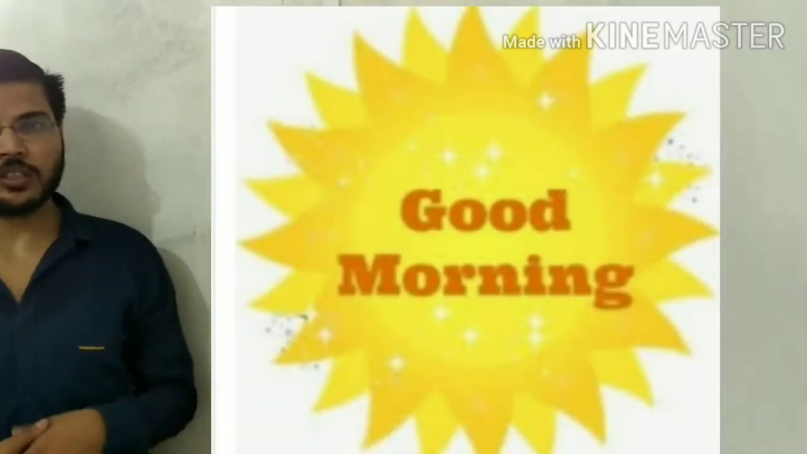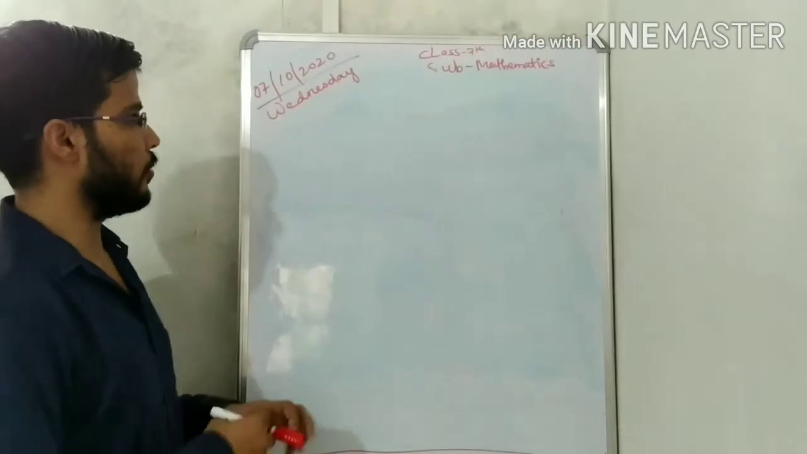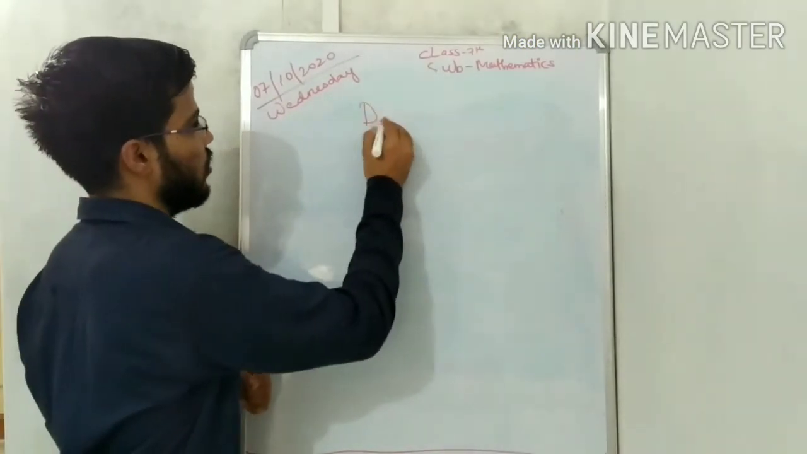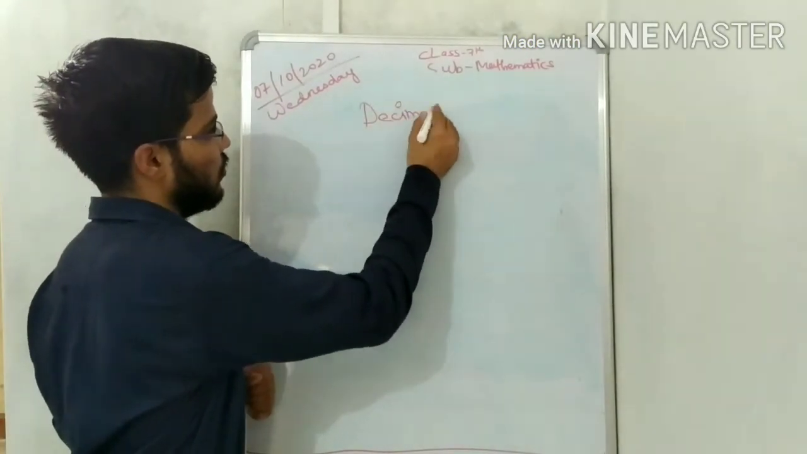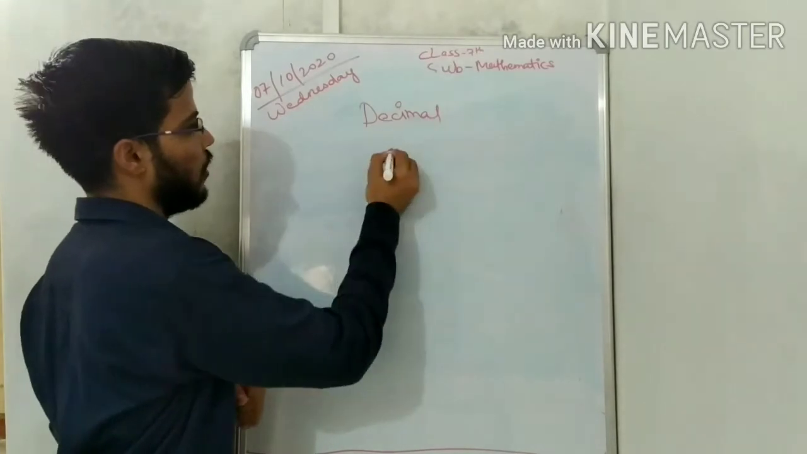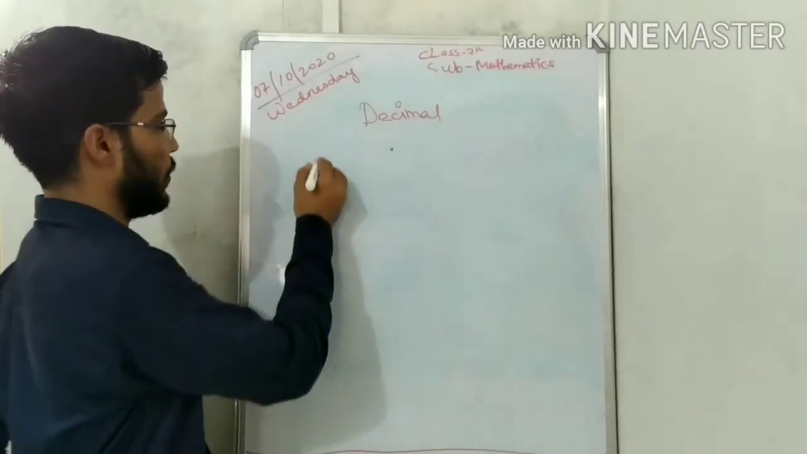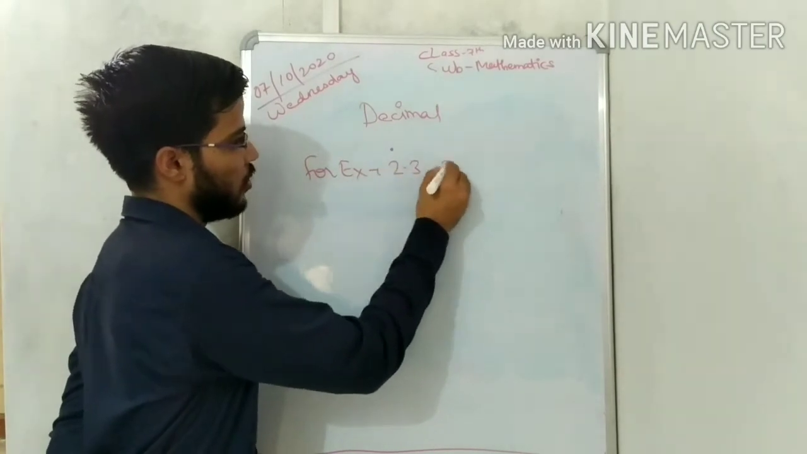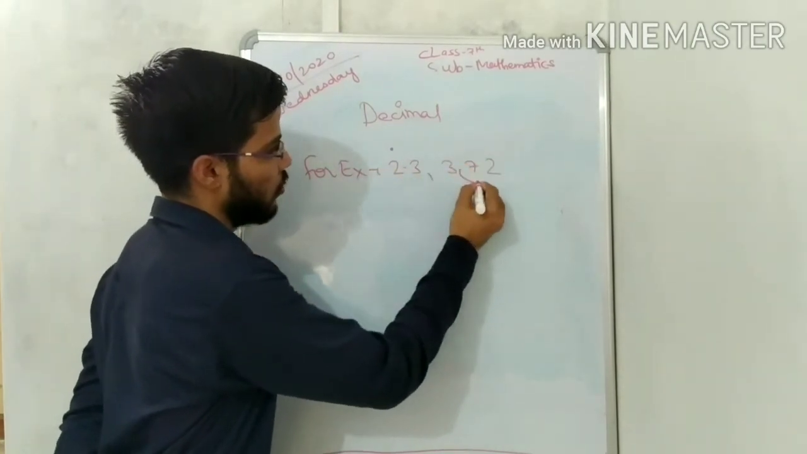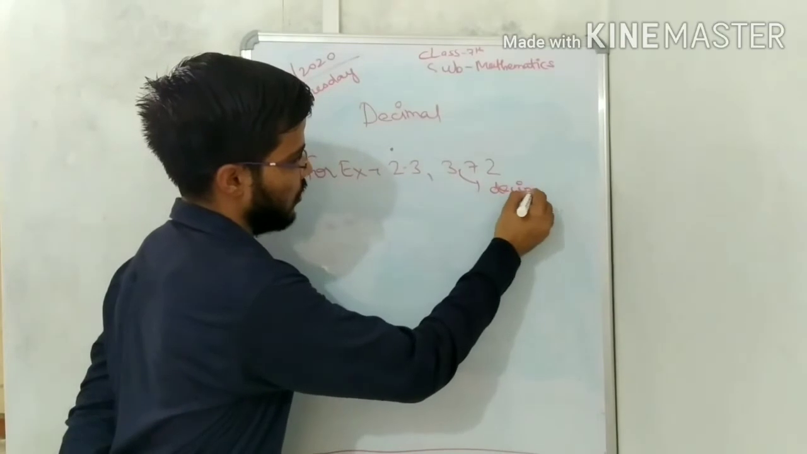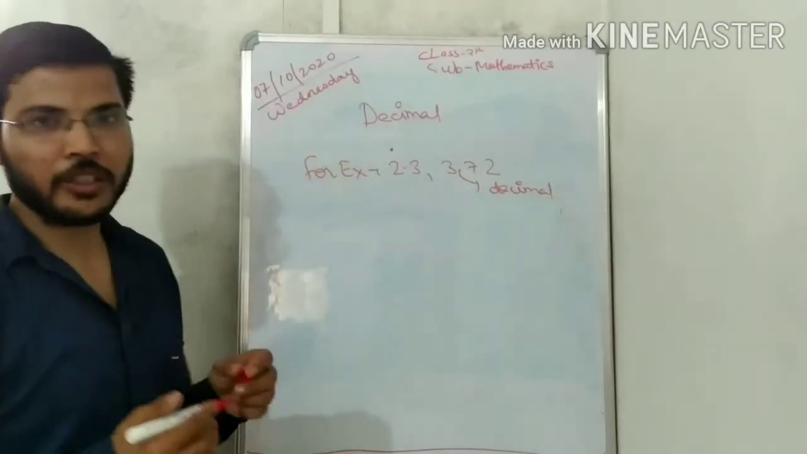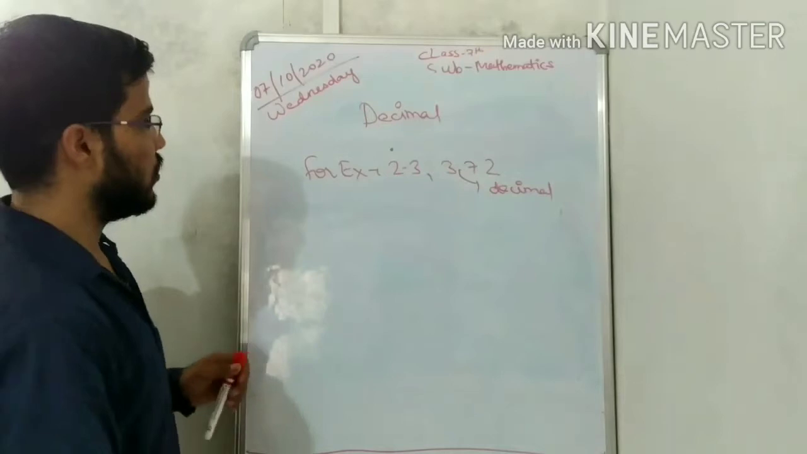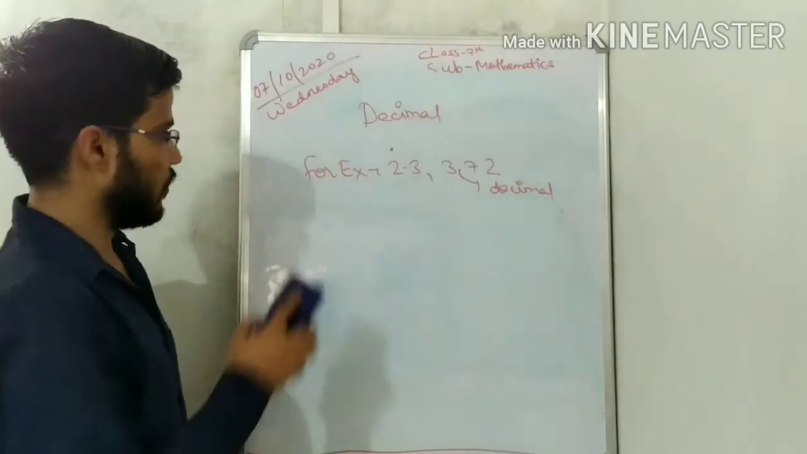Today we will discuss an important topic, that is decimal. So, what is decimal? It is simply a point that lies within the number. For example, 2.3, 3.72. This point is called decimal. Is that clear? Now we will move to the exercise 2.5.